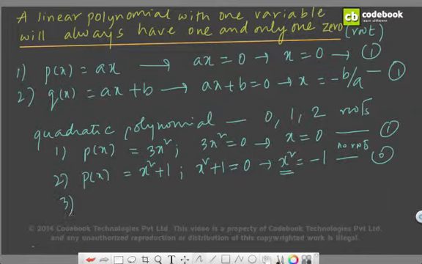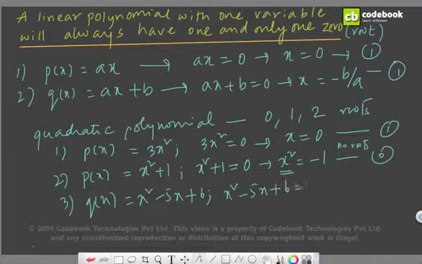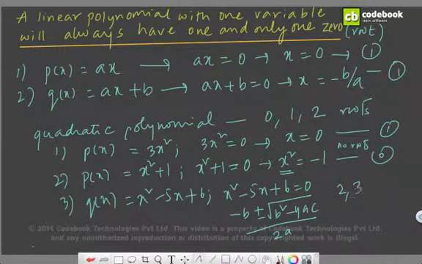Now let's consider the third case. Let's say q of x equal to x square minus 5x plus 6. If you equate this polynomial to 0, and by applying the roots of the quadratic equation formula to this expression, you will end up with two roots, which are 2 and 3. So for x equal to 2 or x equal to 3, this equation would become 0. So there are two roots in this case.